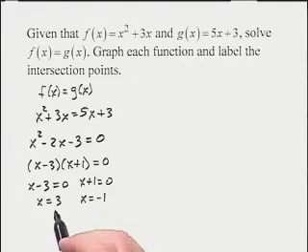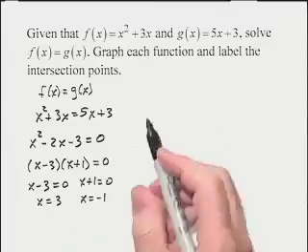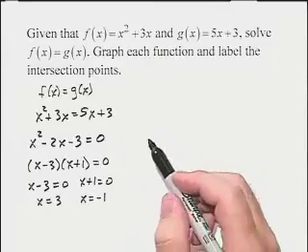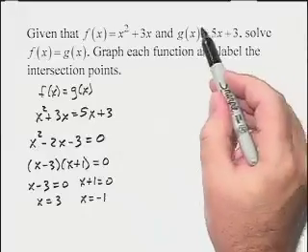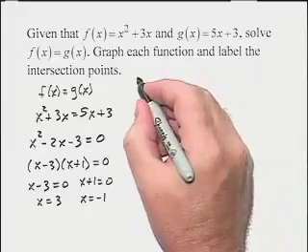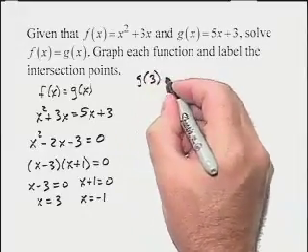To find the y values, we can take each of these x values and plug it into either one of our two functions, since we're looking for the point where the two graphs cross. We're going to use the simpler function, g of x, to do this. So we'll find g of 3.